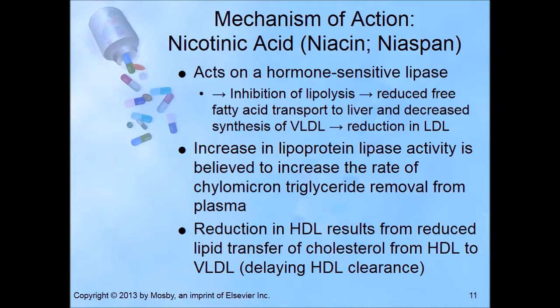A study recently showed that adding niacin to statin therapy in patients with established cardiovascular disease did not result in additional lowering of cardiovascular event rates over statin monotherapy alone, and may even have introduced additional risks. So more is not better.